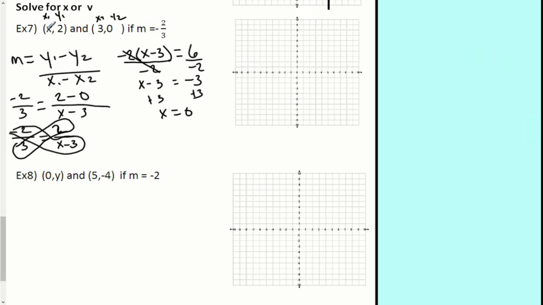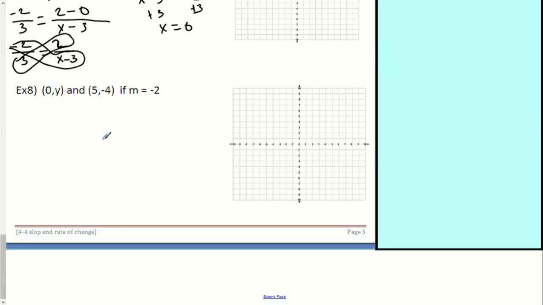What does that mean? Well, if x was 0, then I would have 0, 2 as a dot on the graph, and I would have 3, 0 as a dot on the graph. And what's the slope of this line? Well, I'm going down 2, right 3, which is negative 2/3, which is exactly what I wanted it to be. Okay? Last example. First things first, I want to figure out what does y have to be to give me a slope of negative 2?